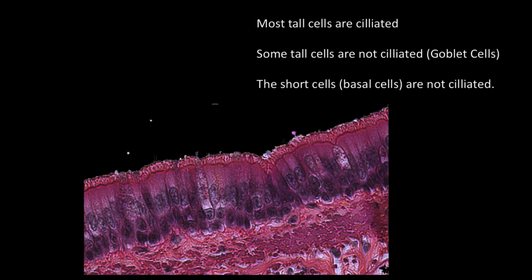Those short cells are the basal cells. They're non-ciliated because they don't reach the lumen. They kind of hold back towards the base, ready to multiply if there's any damage to the tissue.